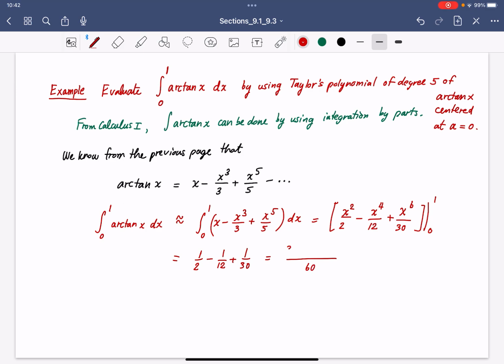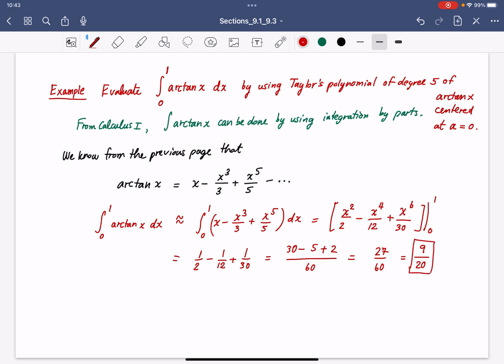2, 12, and 30. So it should be 60. So this is actually 30 minus 5 plus 2, right? Am I correct? Yes. And then here I get 27 over 60, or in other words, I get 9 over 20. So basically you can say that the integral of arctan x dx from 0 to 1, you approximate it by the Taylor polynomial of degree 5 and the answer is 9 over 20.